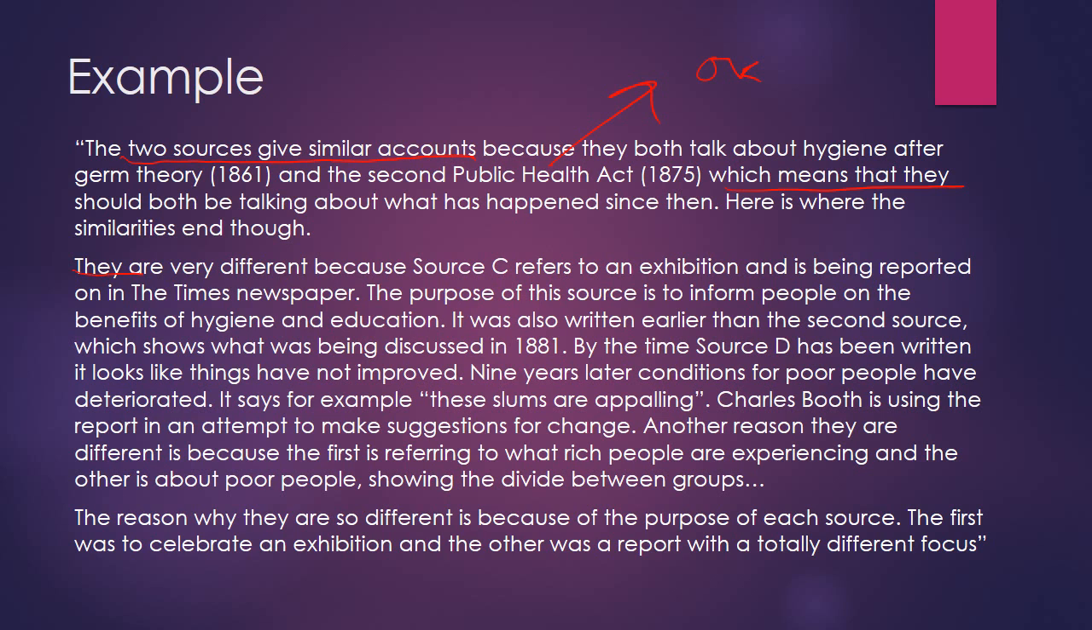I then go on. They are very different because source C refers to an exhibition which is being reported on in the newspaper. The purpose of this source, look at that key word there, purpose, the good buzzword, is to inform people, blah, blah. It was also written earlier than the second source. I've done a combination here, so I've referenced the second source here, and then I've done the magic which shows what was being discussed in that time period. I mentioned the 9 years difference. I've done a quote here.